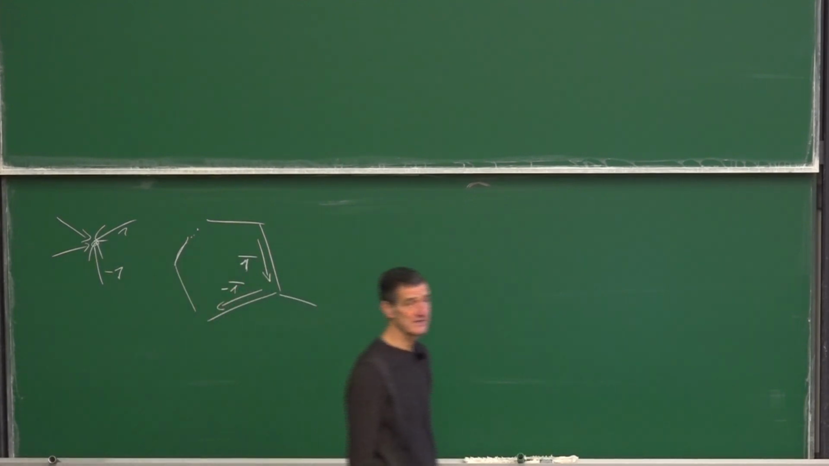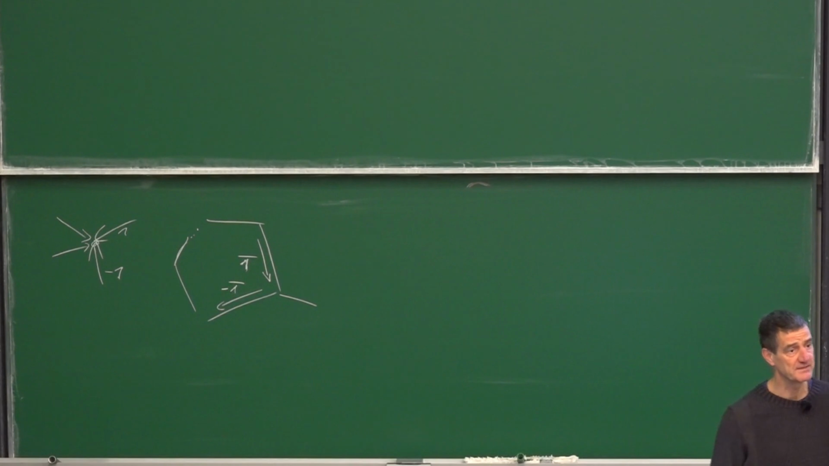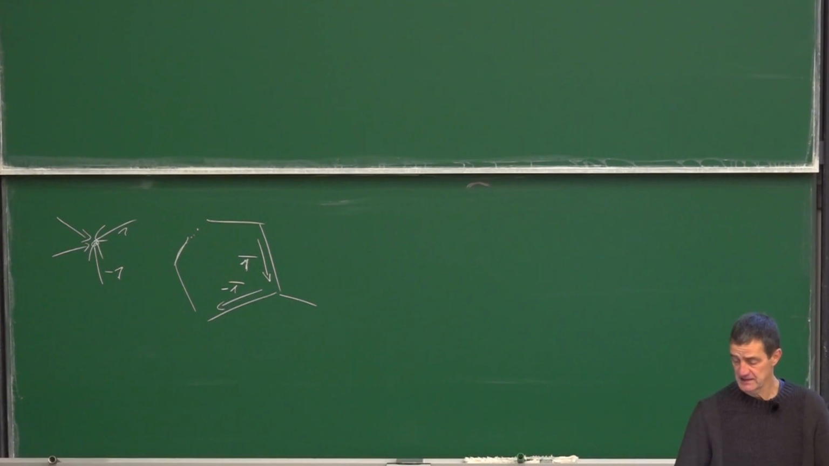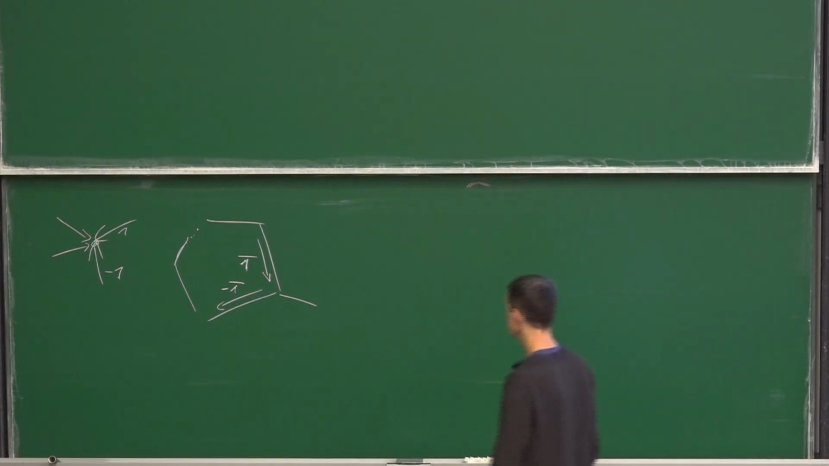That means the cycle must be even. Right? So if the graph has a Z3 flow, it doesn't have any odd cycles. All the cycles are even, and so it's bipartite. And if the graph is bipartite, that's just as easy.